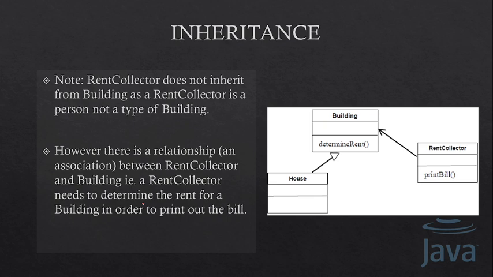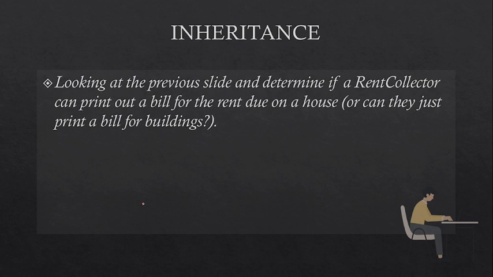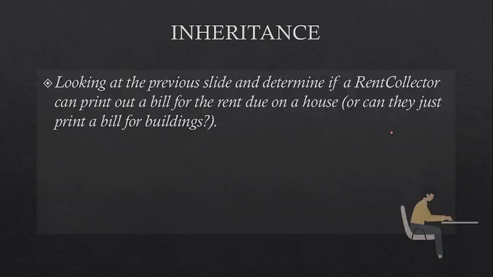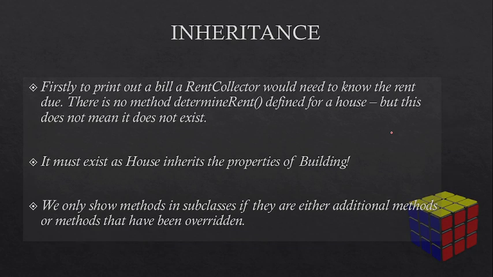So it needs access. The rent collector will just have to access the rent in order to print out the bill. Okay. So since it is not inherited, we depict a different association. So looking at the previous slide, we determine if the rent collector can print out the bill for the rent due on a house or they can just print a bill for them. Okay. Firstly, to print out the bill, a rent collector will need to know the rent due. So it should have access.